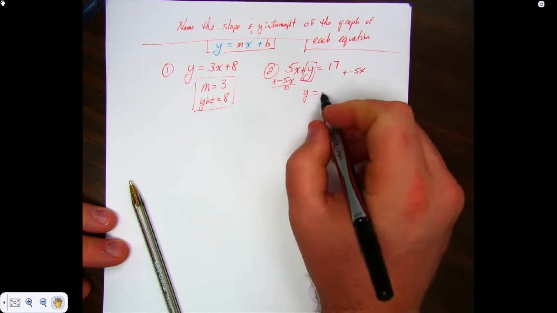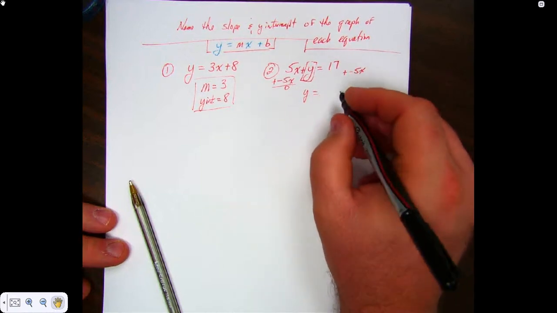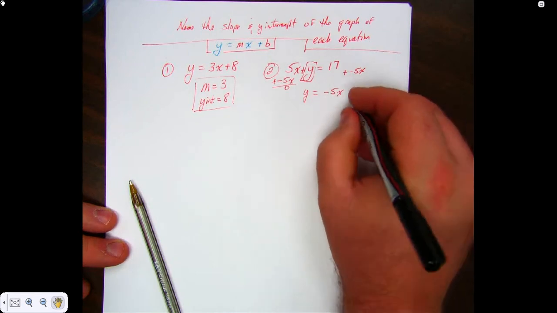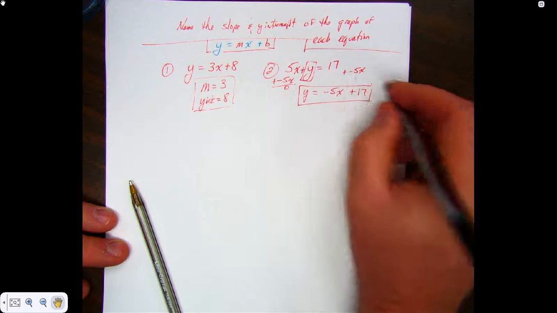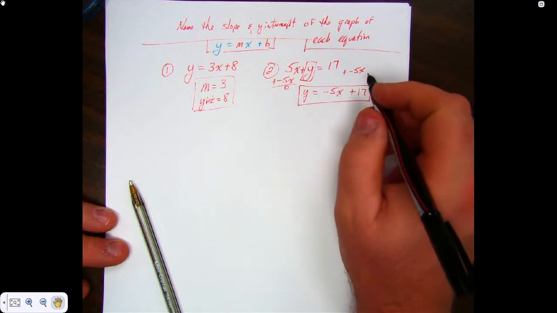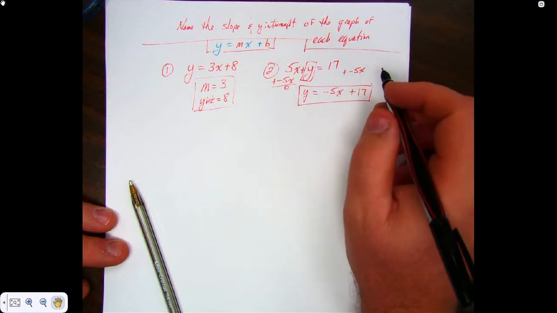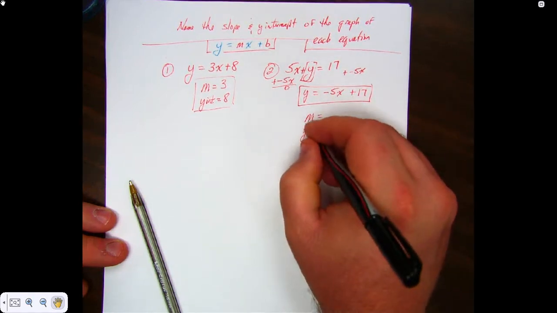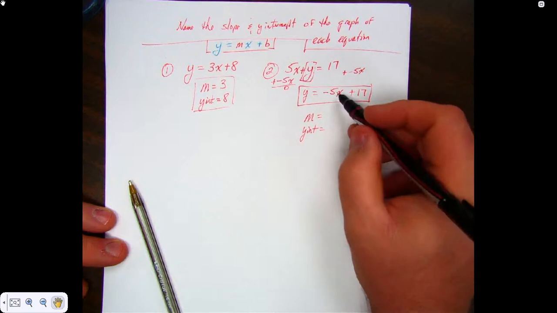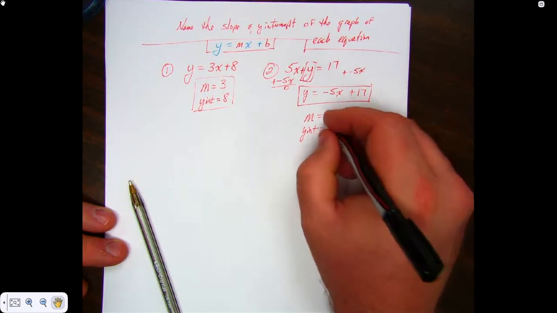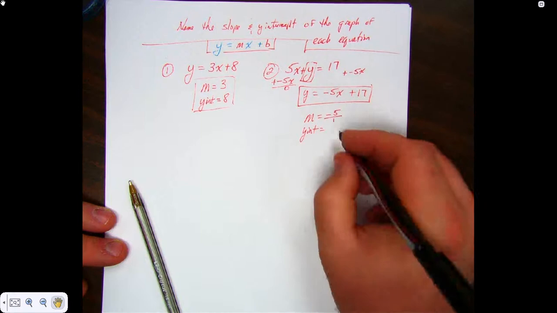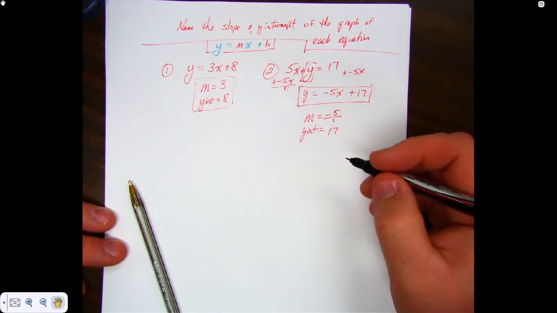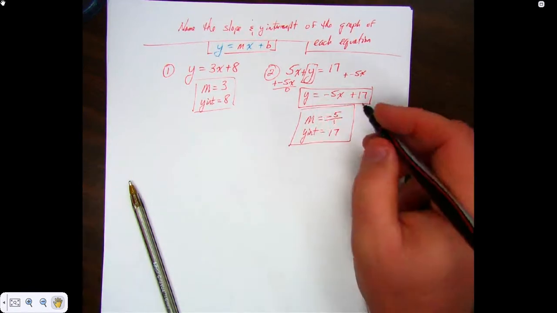Now, when putting things in slope-intercept form, which term's usually first? The x term, right? So how should I probably write this? Just to keep me from making a mistake, negative 5x plus what? 17. Are you wrong if you write 17 minus 5x? No. But you need to be careful to know that the number in front of the x is your slope. Y-intercept. So, what is my slope here? Or negative 5 over a positive 1. And what is your y-intercept? 17.